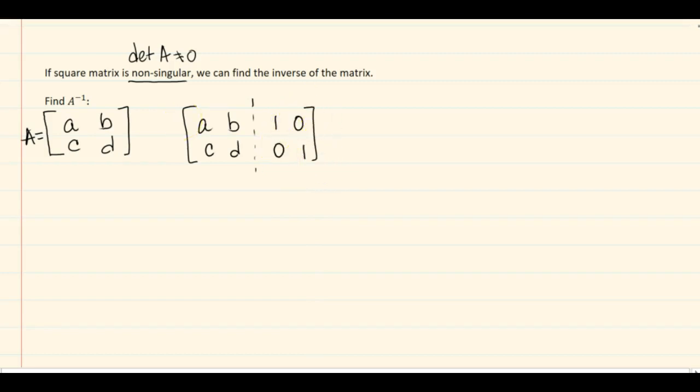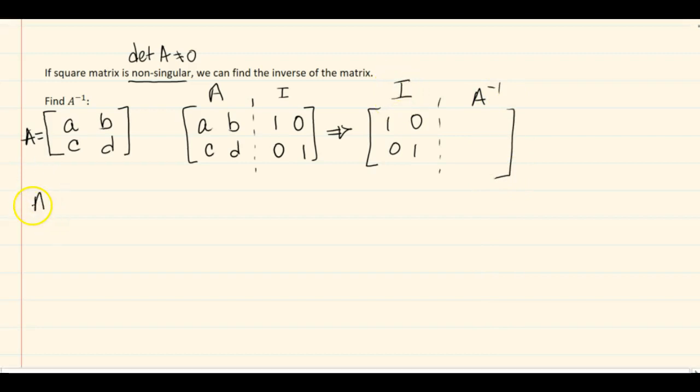We're going to use row manipulation to get our matrix A and our identity matrix to actually switch places. In other words, we're going to find our identity matrix on the left, and we're going to have our A inverse on the right.